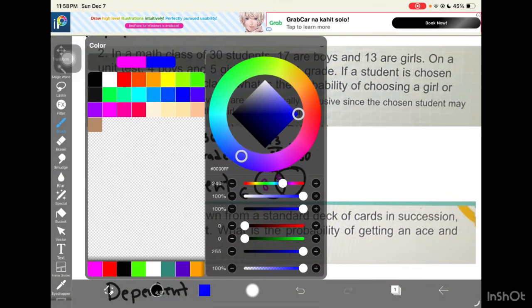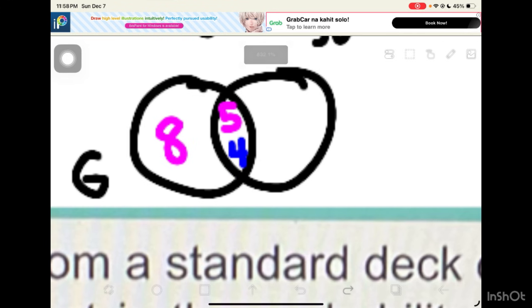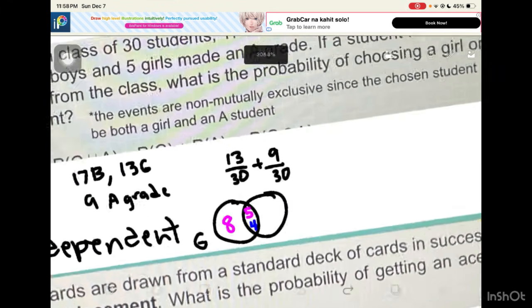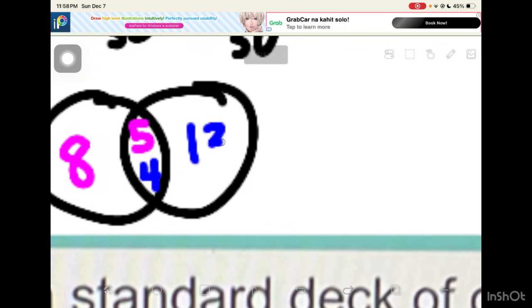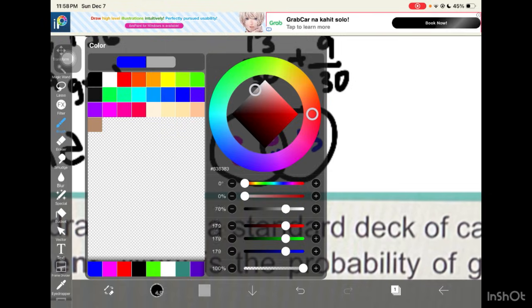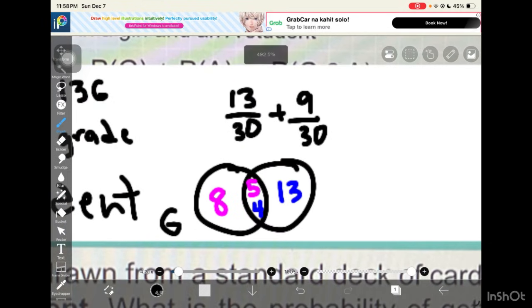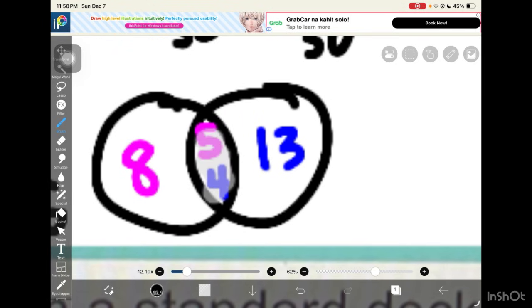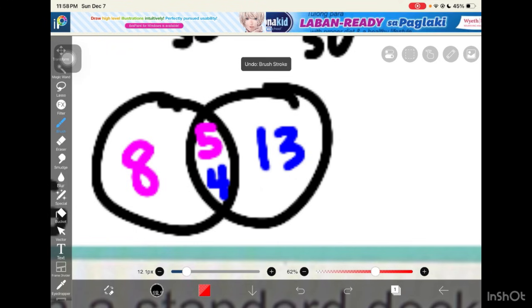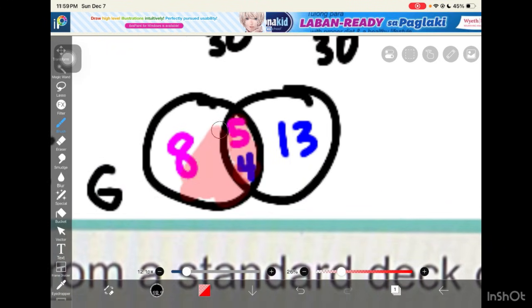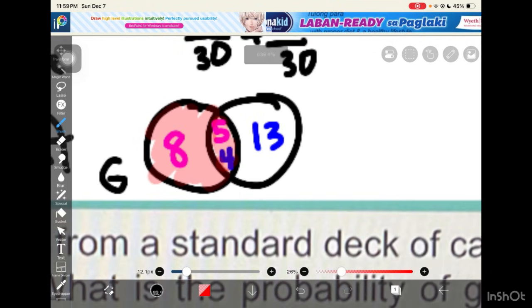Next, for the boys, we have 4 boys here. And we know that there's 17 in total. So 17 minus 4 is 13. And now, we just need to shade the required region. We want the required region to be a girl or an A student. So we can shade it in red. We can shade the 5 and 4, as well as the girls' part 8, because we want A student or girl.